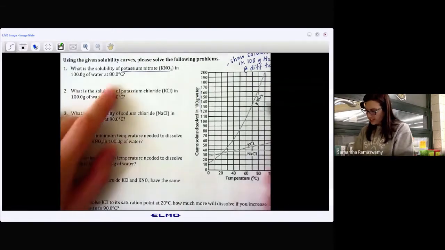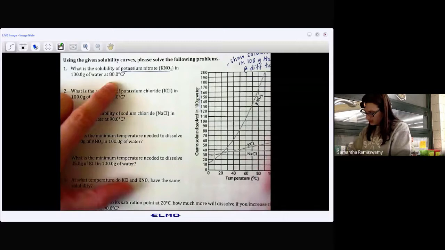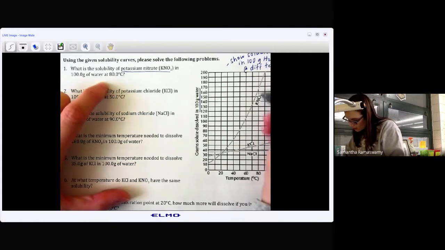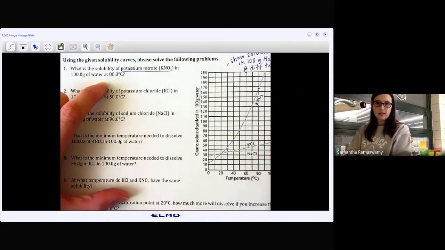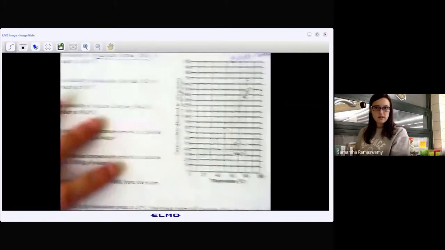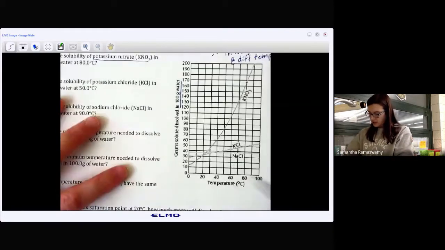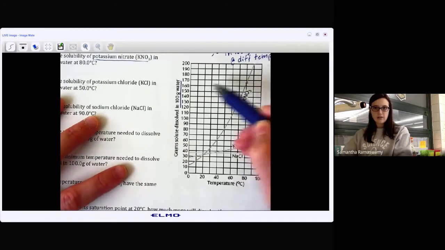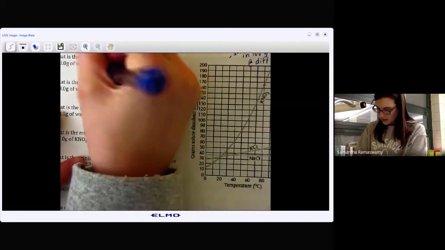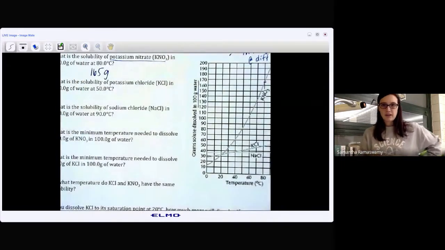So I want to find KNO3 at 80 degrees Celsius. I'm going to follow 80 degrees Celsius all the way up to the KNO3 line. If I zoom in a little bit more, 80 degrees Celsius, follow it all the way up to the KNO3 line, and then follow it over to the y-axis. I would say about 165 grams.